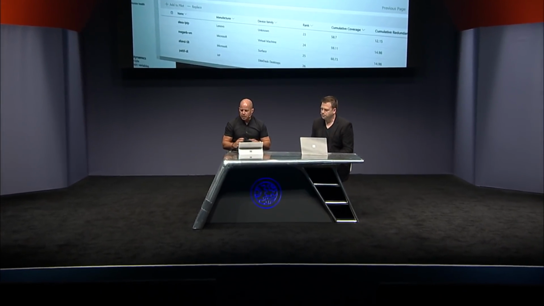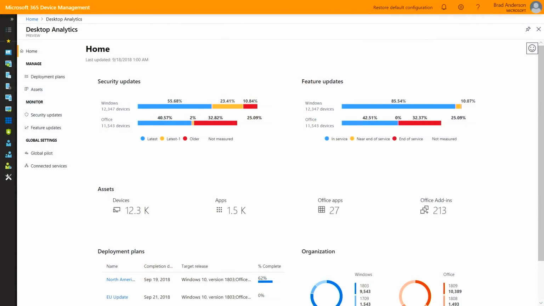But can we take a look at what some of this looks like? Yeah, absolutely. So many of you are using Windows Analytics today, and you should continue to use that. Moving forward in the coming months, we're going to be building on what we call the desktop analytics capabilities. I'm going to give you a first view of what we're building here. This is our new home dashboard, and you can see all the devices, apps, and Office add-ins in your entire estate. You use desktop analytics by building what we call deployment plans.